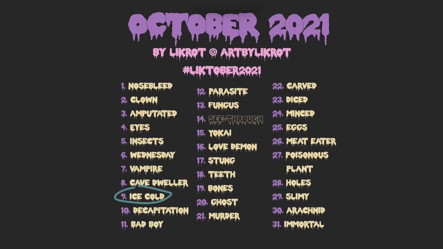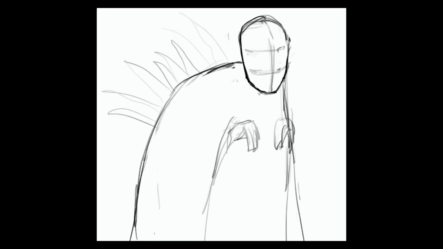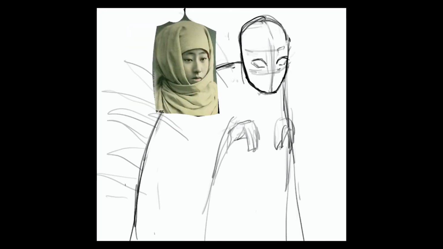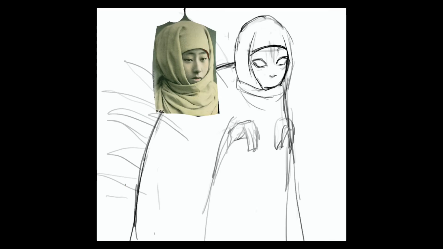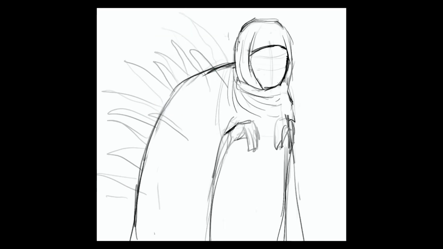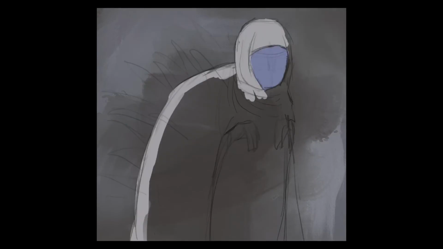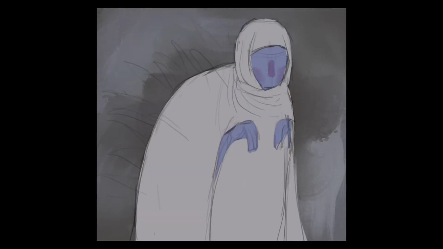Day 9 is Ice Cold. For this theme I decided to make a creature that lives in a cold climate, and I wanted it to look sort of like a hedgehog. I don't really know where I got the idea, but I wanted it to be clothed in this sort of cloak because it's cold. And then I gave her blue skin to show that she is basically frozen, like a little icicle monster.